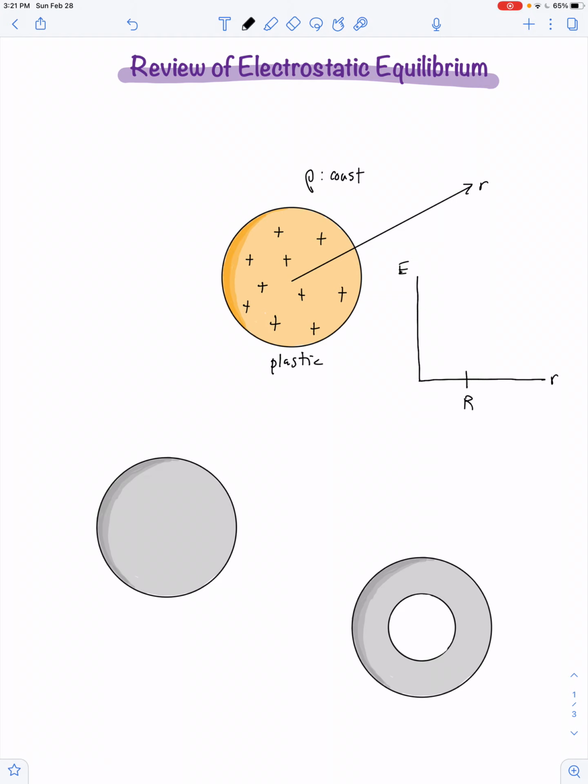So we'll put in a capital R to represent the distance to the surface. If it's got a uniform charge density, then the electric field grows linearly from the center to the surface. E is proportional to r, and then at points outside, the electric field is proportional to 1 over r squared.